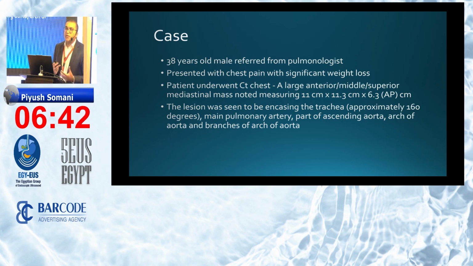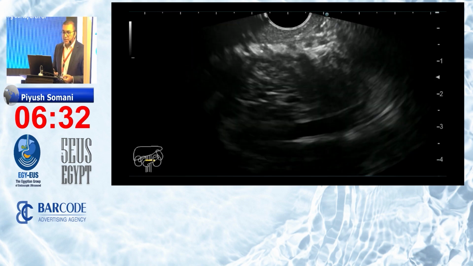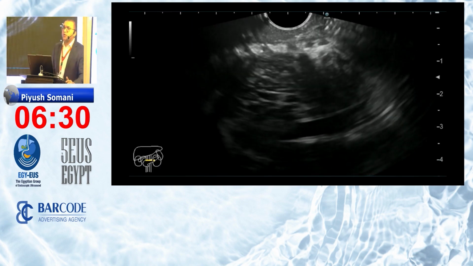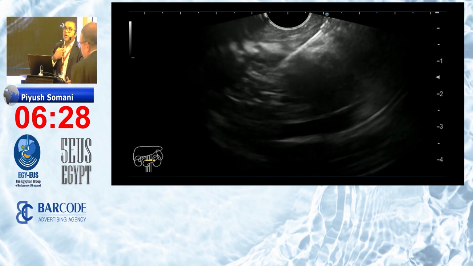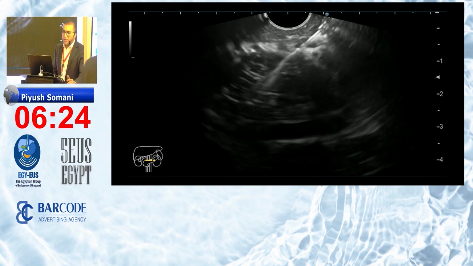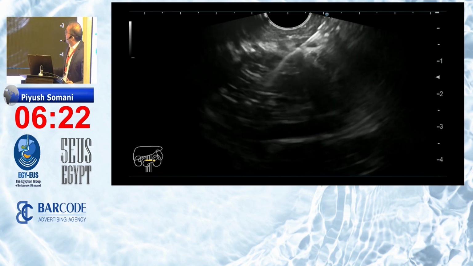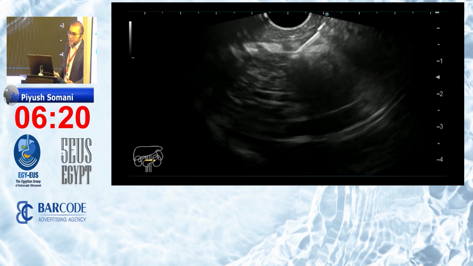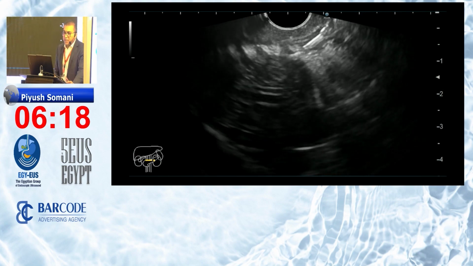When we discussed with the interventional radiologists, they were reluctant because it was encasing all the blood vessels. So there was a dilemma. He was complaining of chest pain with a significant weight loss, and he was an obese guy. So we took up this case for the EUS. We had a difficulty in pushing the linear EUS scope in the esophagus because of the compression by the mass. But thankfully, we were able to take a biopsy with a biopsy needle.